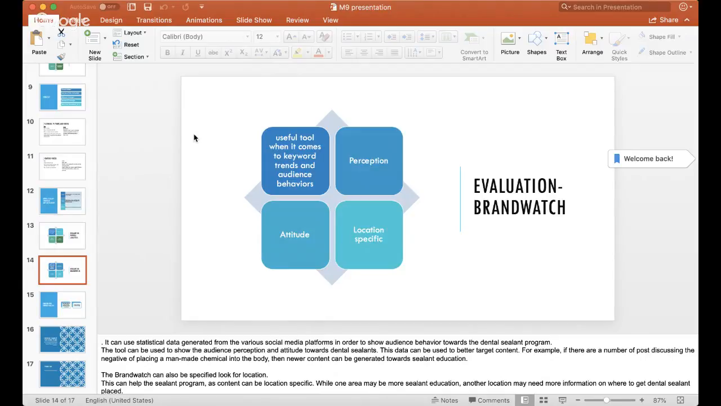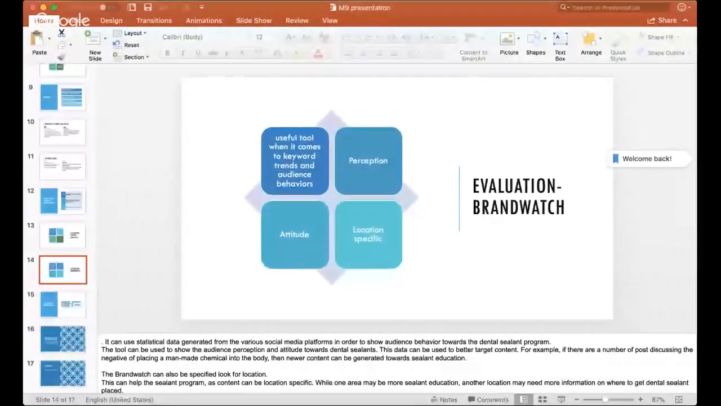to better target content. For example, if there are a number of posts discussing the negatives of placing a man-made chemical into the body, since sealants aren't exactly organic materials, some demographics, populations, and age groups might not like that. If certain populations and locations are commenting about the chemistry behind dental sealants, then educational flyers, videos, and photos aimed at those populations could better enhance the awareness and placement of dental sealants. That's what we're going for there.